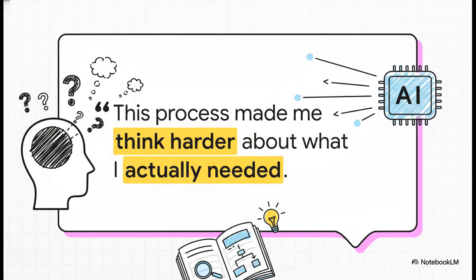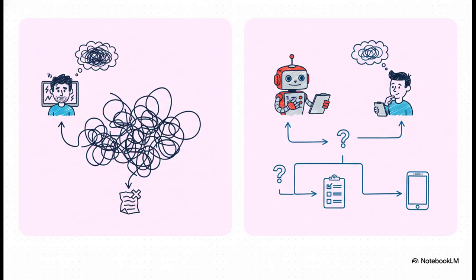And this quote just gets right to the heart of it. The AI's interrogation didn't just create a plan for the machine, it forced the human to clarify their own thinking. The tool's greatest value wasn't writing code, it was its power to make the developer build a better, clearer plan from the very start. I mean, this is the fundamental shift.